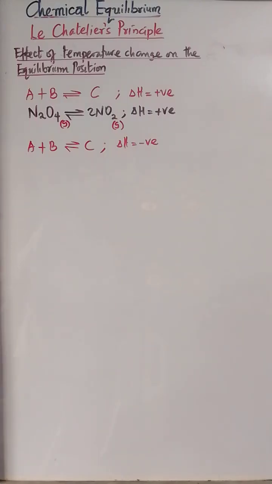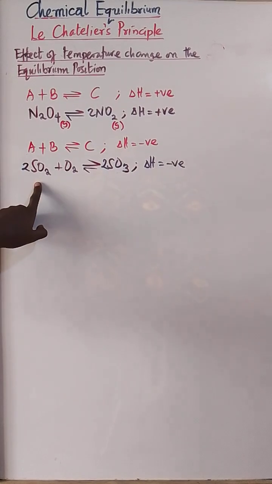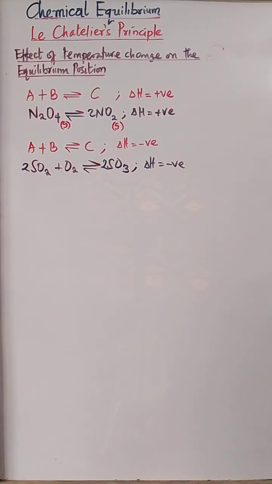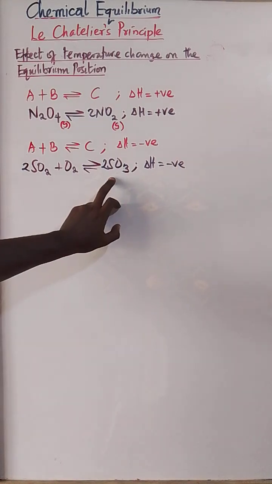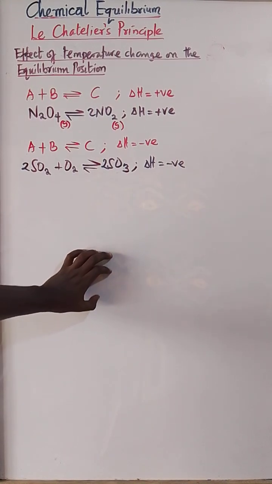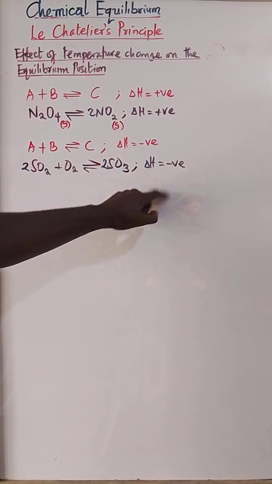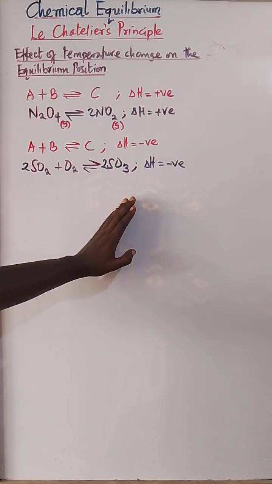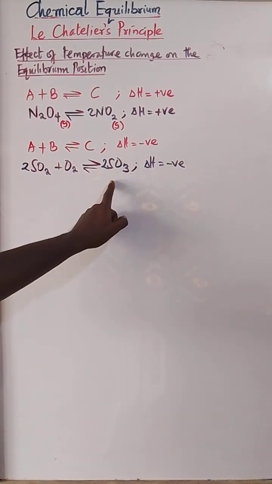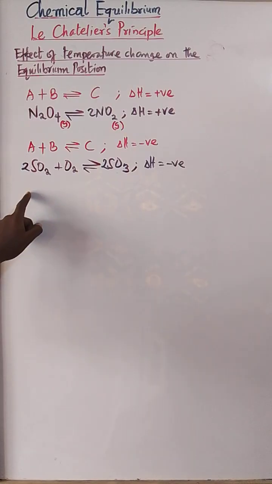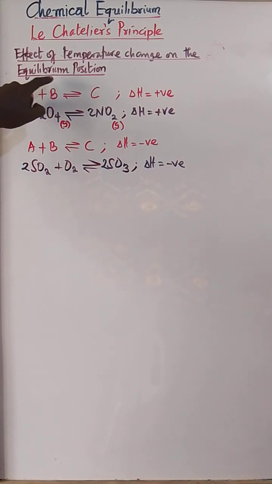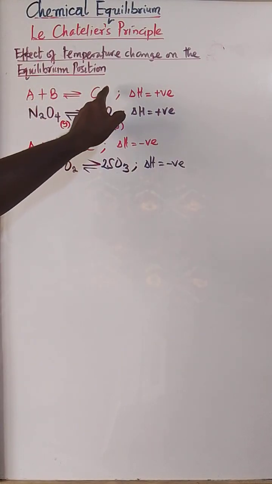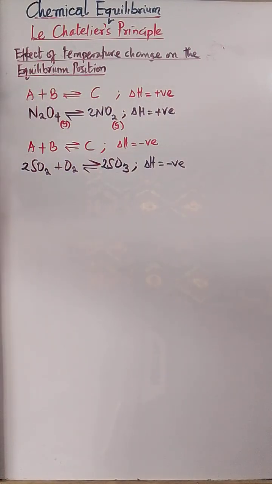The forward reaction. For example, the oxidation of sulfur IV oxide to sulfur VI oxide in the contact process is an example of an exothermic reaction. So if we want to produce more SO3, we need to reduce the temperature, because for an exothermic reaction, decrease in temperature favors the forward reaction. But if we increase temperature, it's going to favor the reverse reaction, which is endothermic. Note, for this one, if the forward reaction A plus B to C is endothermic, then going backward from C is exothermic. So if the forward reaction is endothermic, the reverse is going to be exothermic.